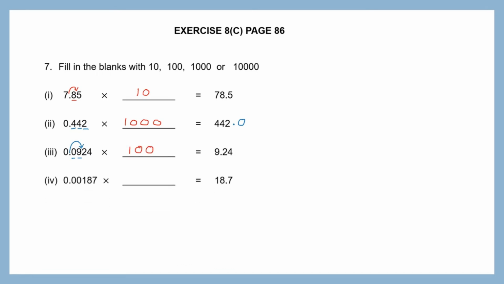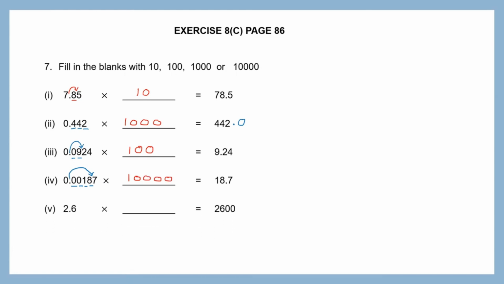Question 4. 0.00187 has now become 18.7. That means the point has come from here. It has come all the way to this place. Okay, so how many places is that? 1, 2, 3, 4 places. That means 1 followed by 4 zeros. 1, 2, 3, 4, which is 10,000.